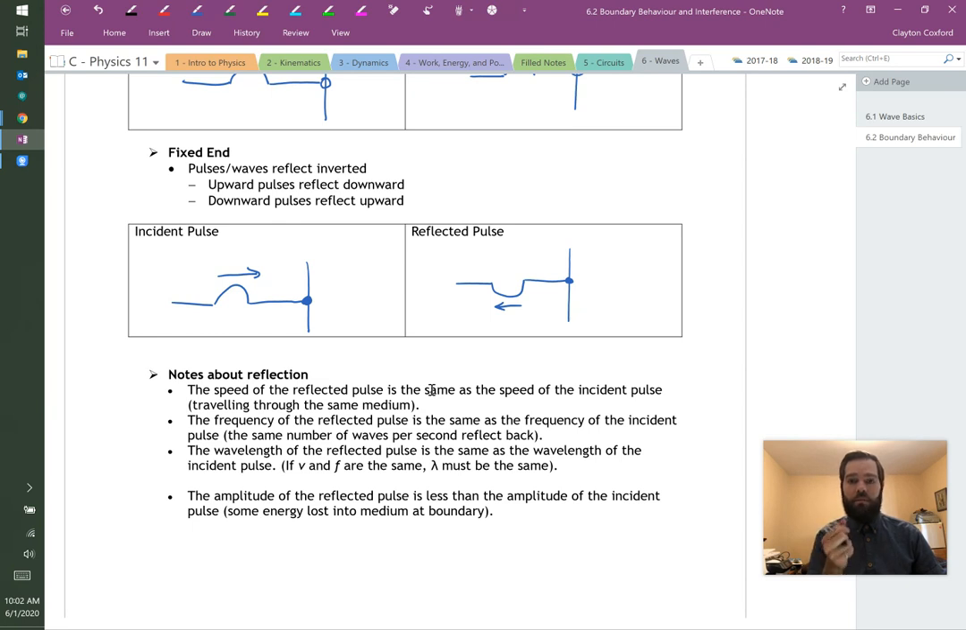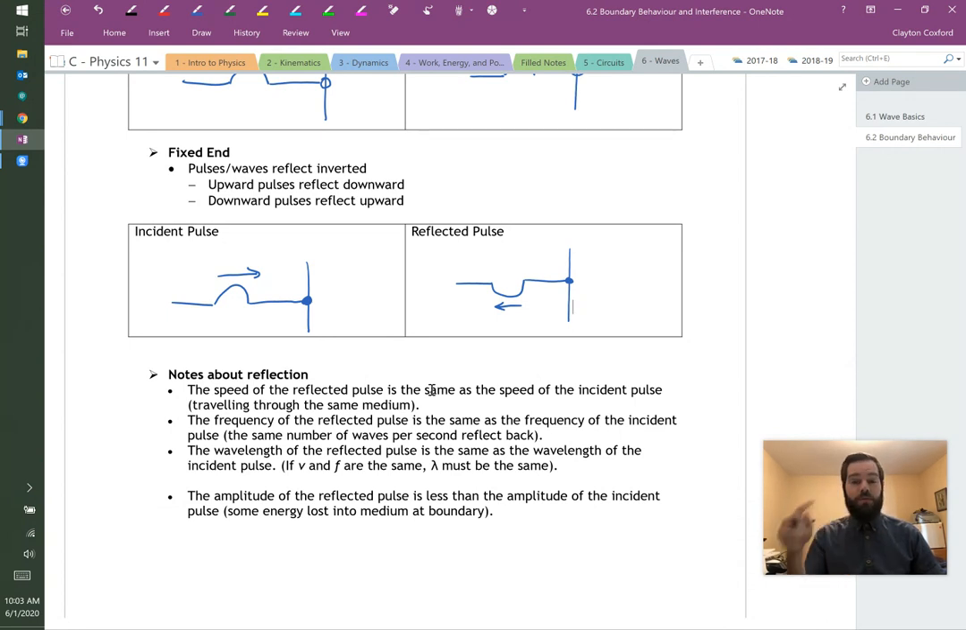And we remember that the medium is the only thing that determines how fast a wave is moving. And so because it's in the same medium, it's going to have the same wave speed. The frequency is going to be the same. This is a little trickier for a pulse, because a pulse is just a single wave.